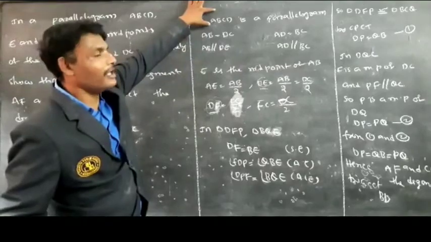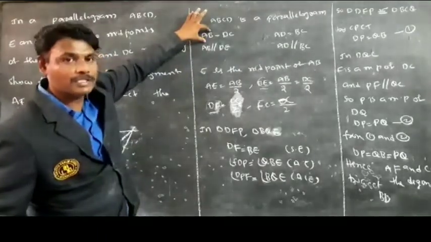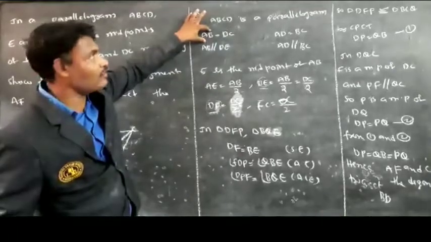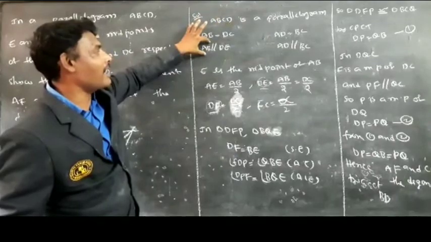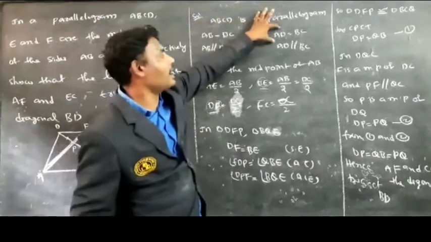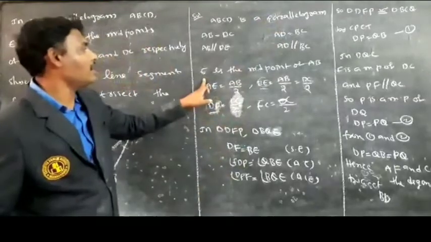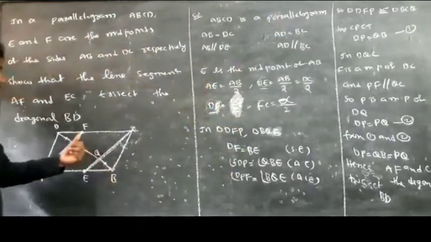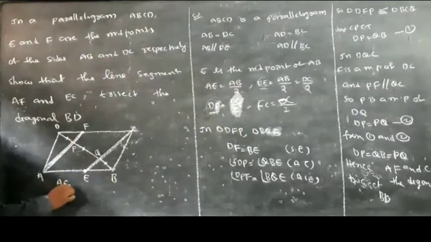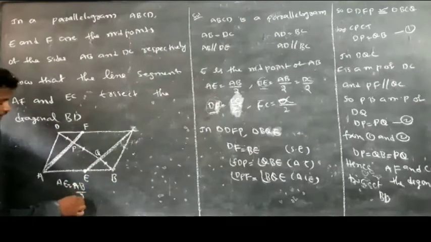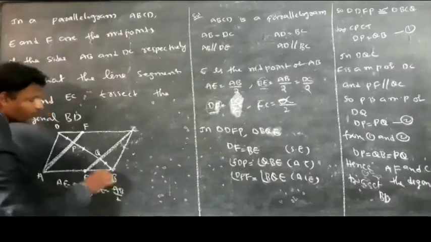Here we already know ABCD is a parallelogram. In a parallelogram, opposite sides are equal and parallel. So what can we write? AB is equal to DC and AB is parallel to DC. Similarly, AD is equal to BC and AD is parallel to BC. E is the midpoint of AB. It means AE is equal to AB by 2. Similarly, BE is equal to AB by 2.